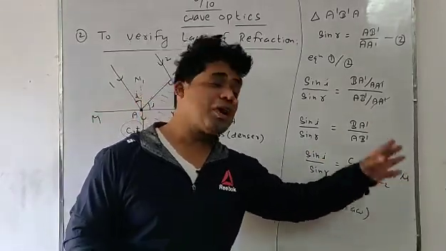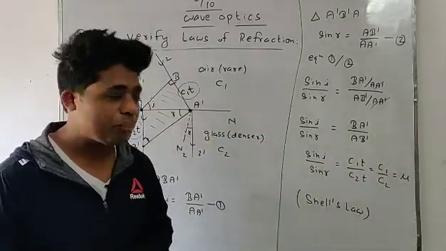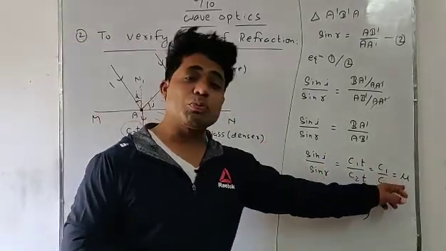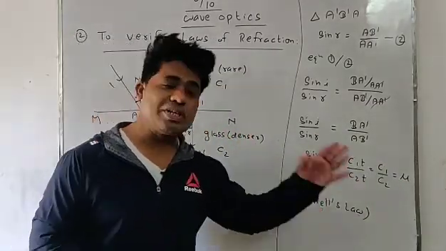medium, which is called the refractive index of that medium, represented by mu. Sometimes it is also represented by n. So sin I upon sin R equals mu. This is called the second law of refraction. That is also said to be Snell's law.